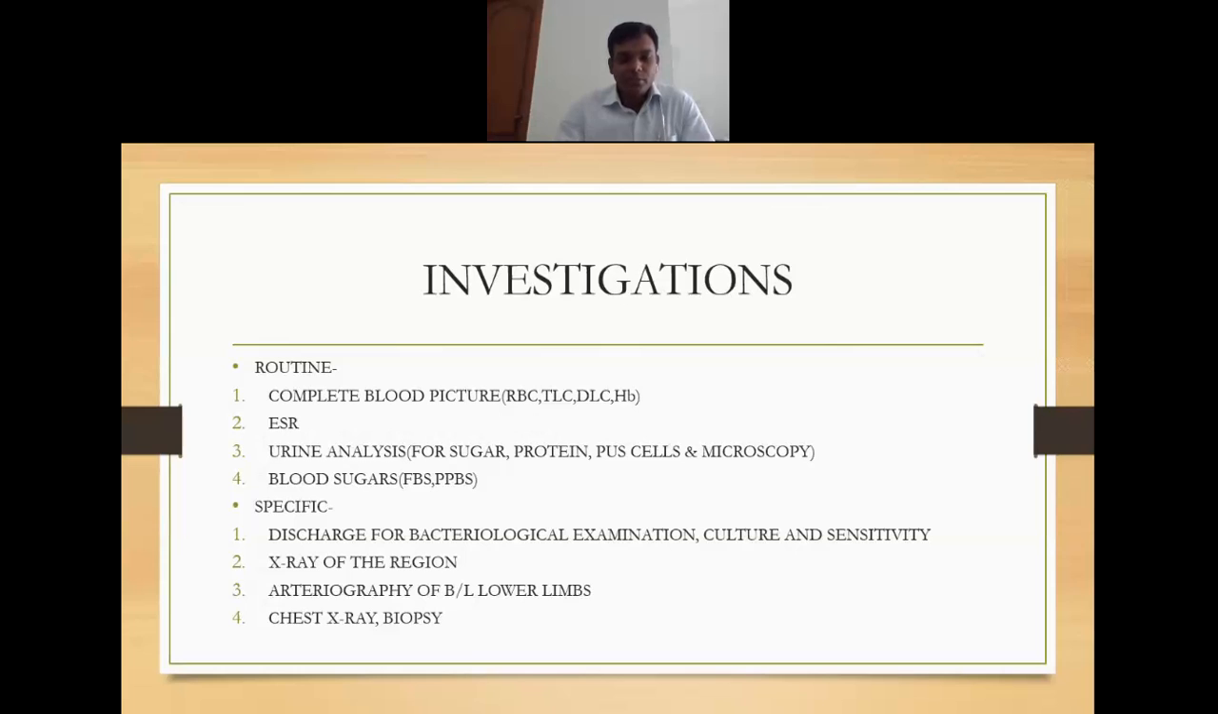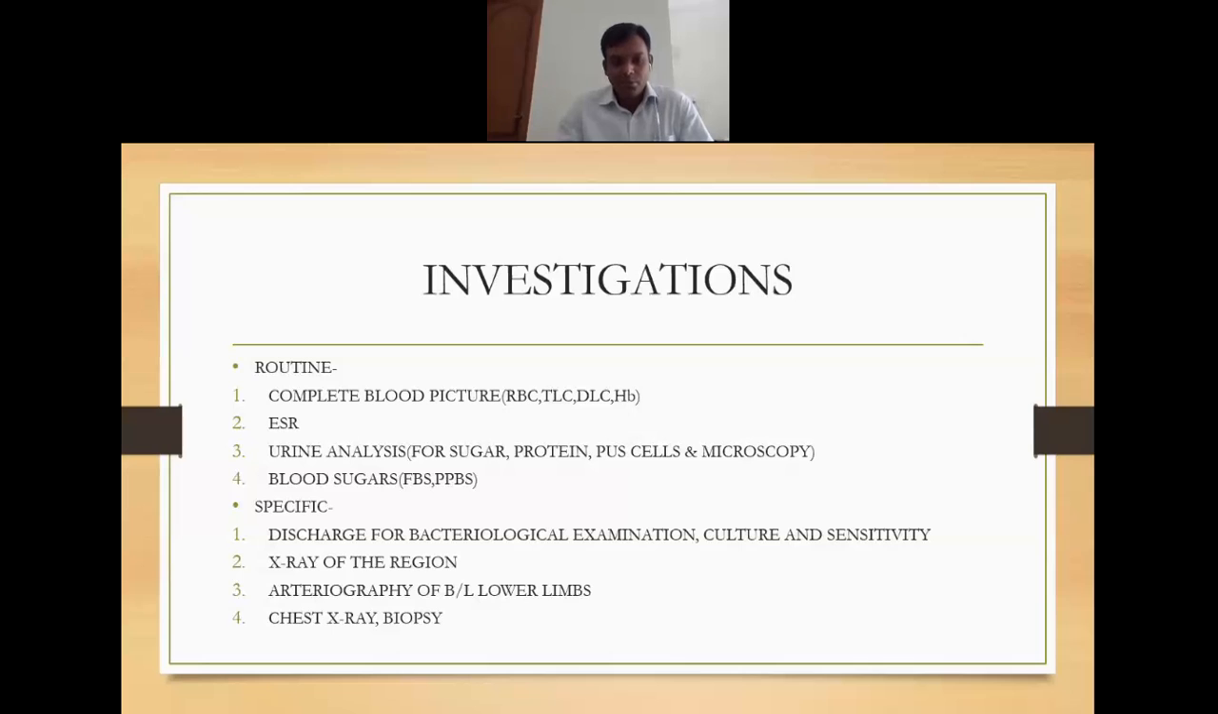Anyway, X-ray of that region you will take to rule out osteomyelitis of the underlying bone, directly under the ulcer. And you also told that the patient is a diabetic, so you would also want to see if he is having any joint changes or any Charcot's joint changes, because it's diabetic.